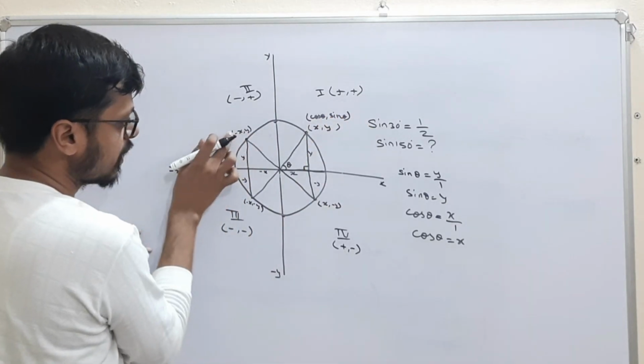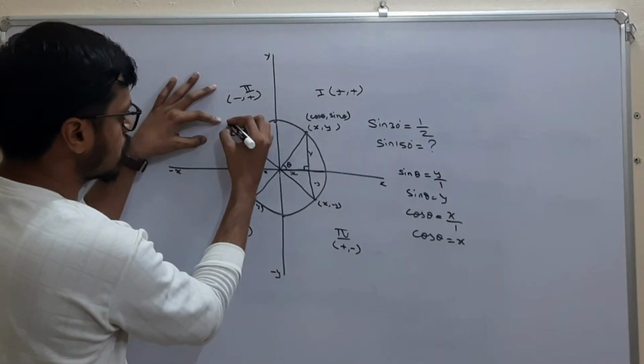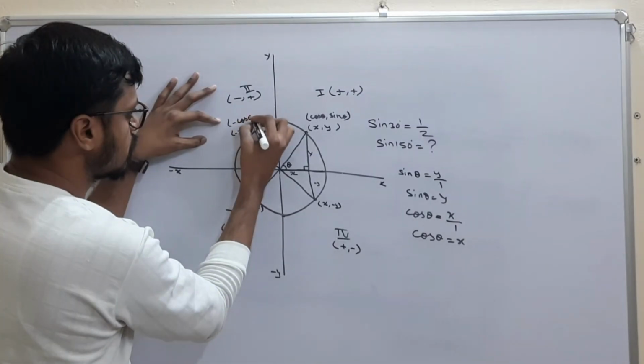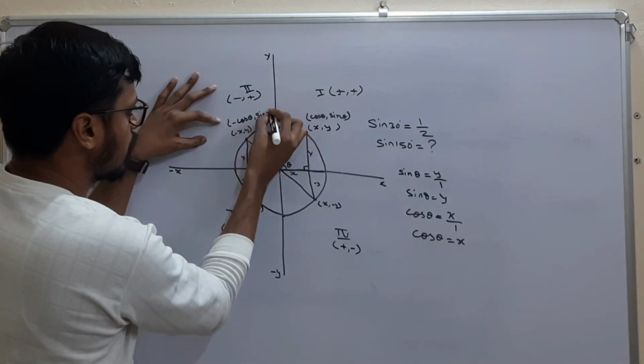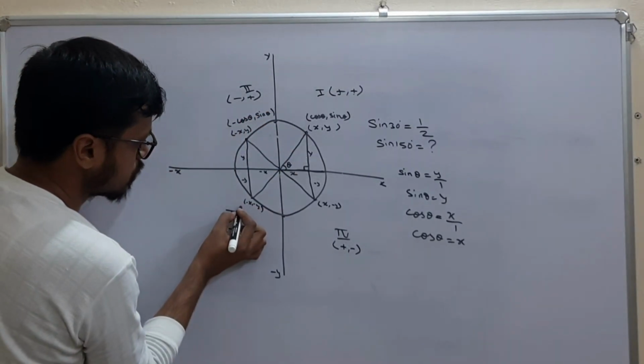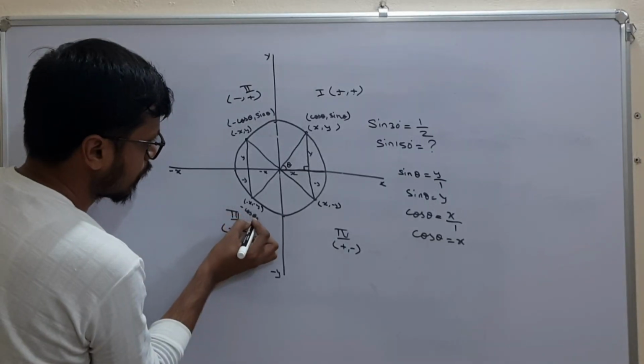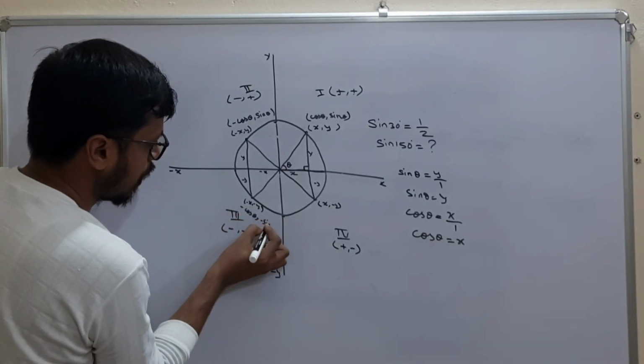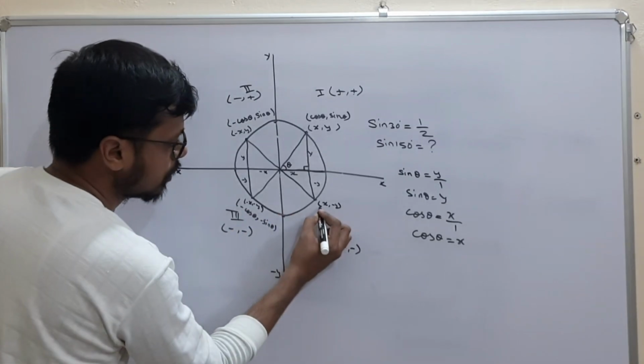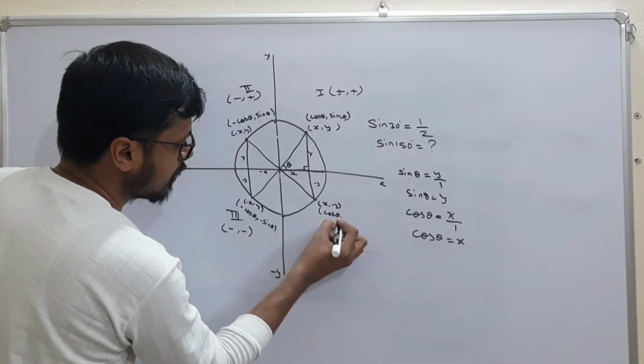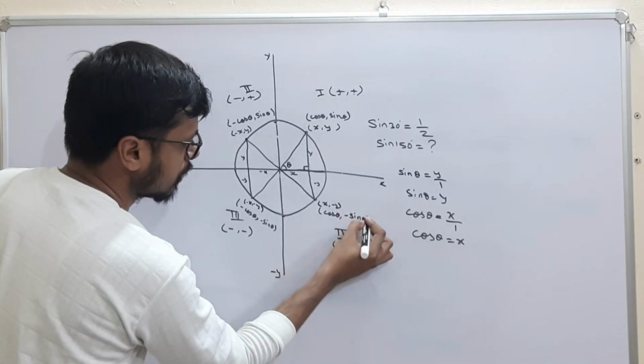Here we can write minus x, is there, no? So we can write minus cos theta and sin theta. Here both will be minus, minus cos theta, minus sin theta, correct? And here in the next one, cos theta and minus sin theta, correct?